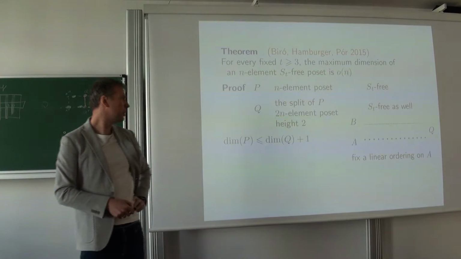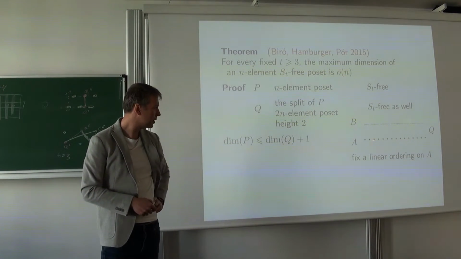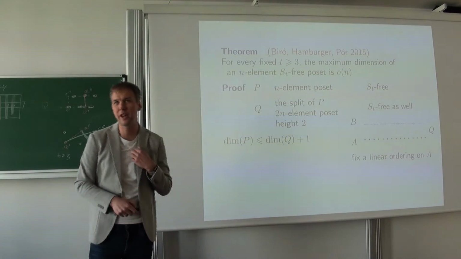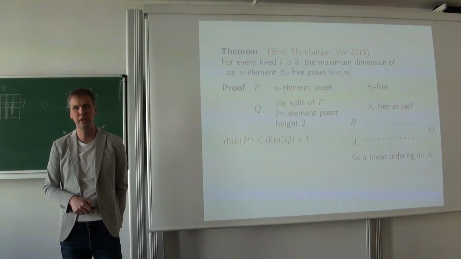So when we look at Q, recall it's height 2. We have elements at the bottom A and at the top B. And for the rest of the argument, I would like to fix some linear order on A, of your liking.